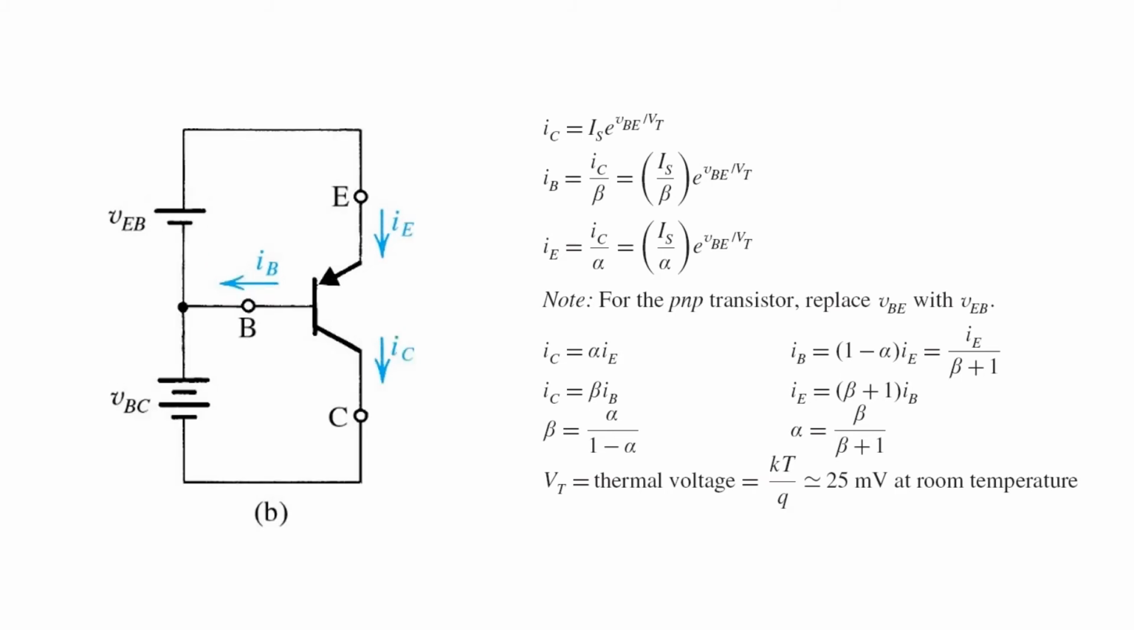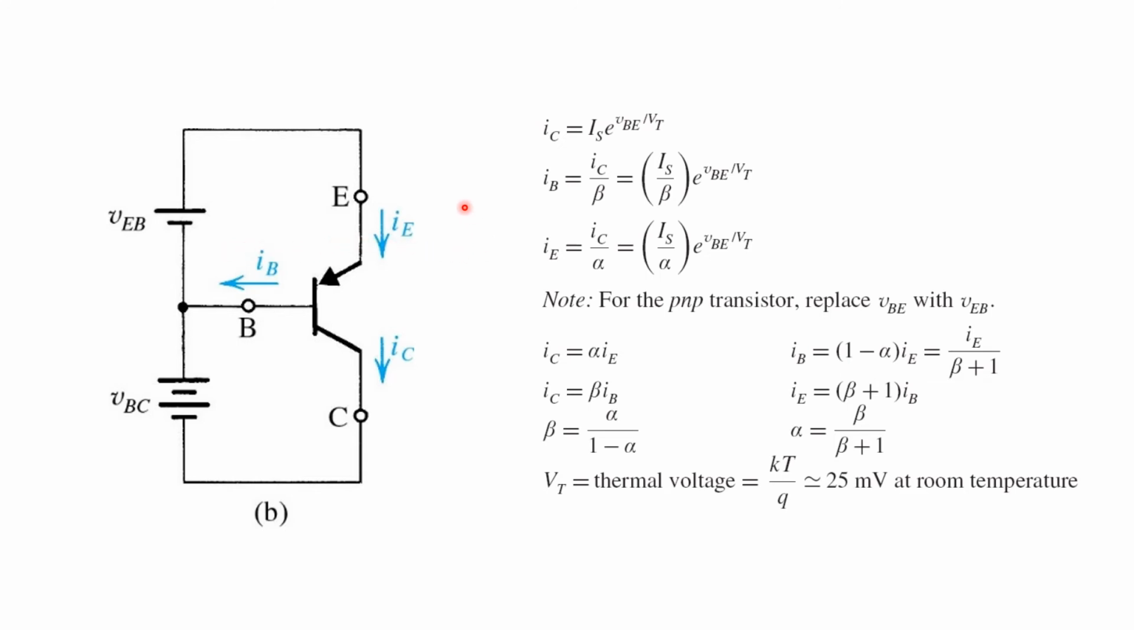Here we see a similar picture for the PNP type transistor. You'll note that to keep it in active mode, the base has to be at a lower voltage than the emitter, again about 0.7 volts to forward bias that junction. And the collector has to be at an even lower voltage to ensure a healthy reverse bias there. You'll notice in these voltage-current expressions, not much changes except that the polarity of the base-emitter voltage has to be reversed. For the PNP transistor, we would replace VBE with VEB.